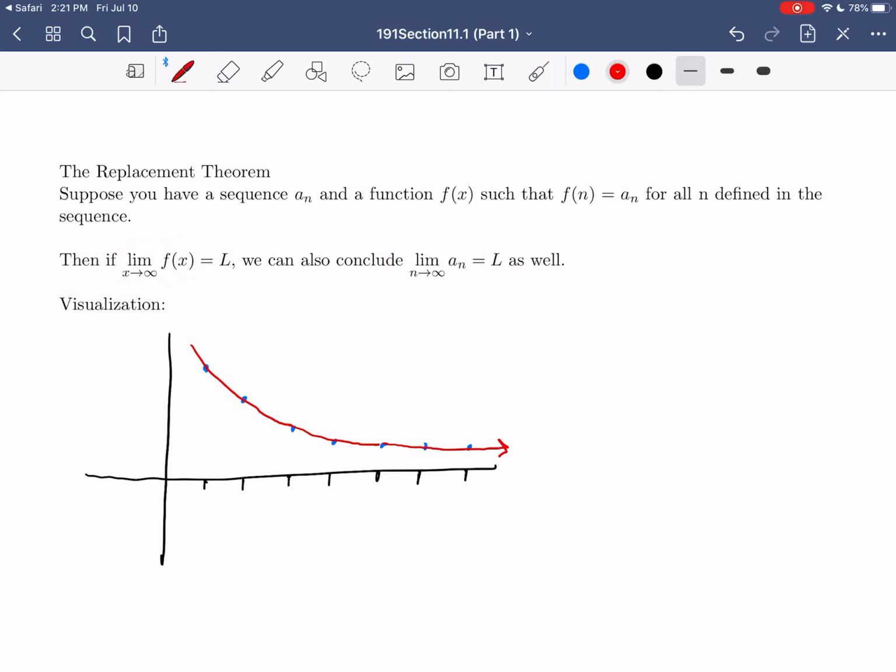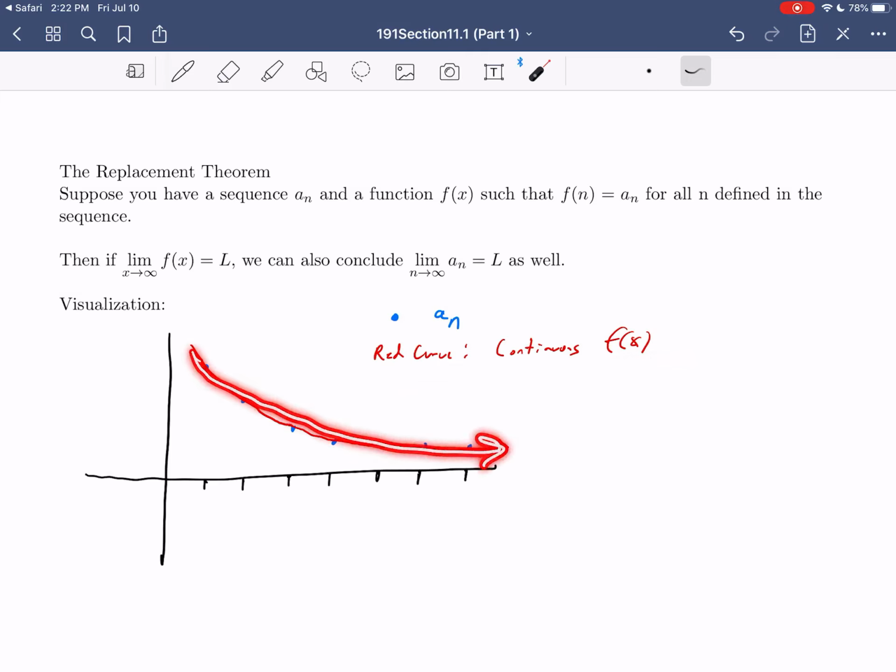Okay. So again, if you look back at this, these are your a sub n, and the red curve here is your continuous f of x. Of course, the function f of x has to be continuous, because if it wasn't, then it wouldn't make sense to talk about its limit. So you can't have a function that goes here, then has a break and goes up here or something weird like that. It has to be a continuous function that goes through all these points.